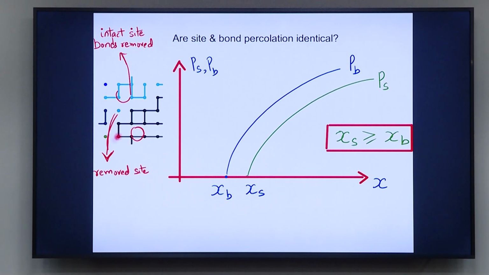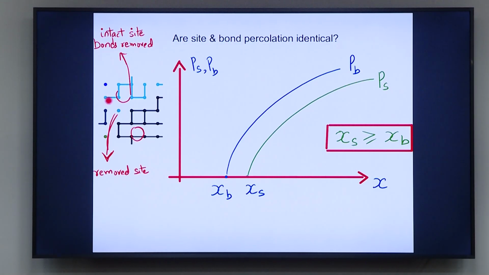This is a removed site. Removing a site is equivalent to removing all the 4 bonds. But here, this is an intact site where one bond has been removed. So you can see that the percolation thresholds in the site problem and bond problem cannot be the same.